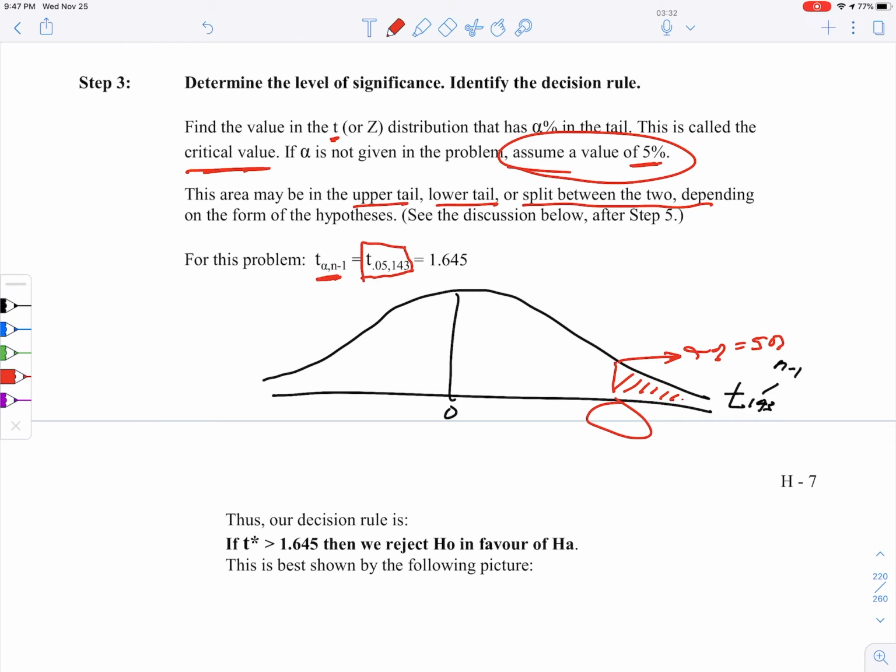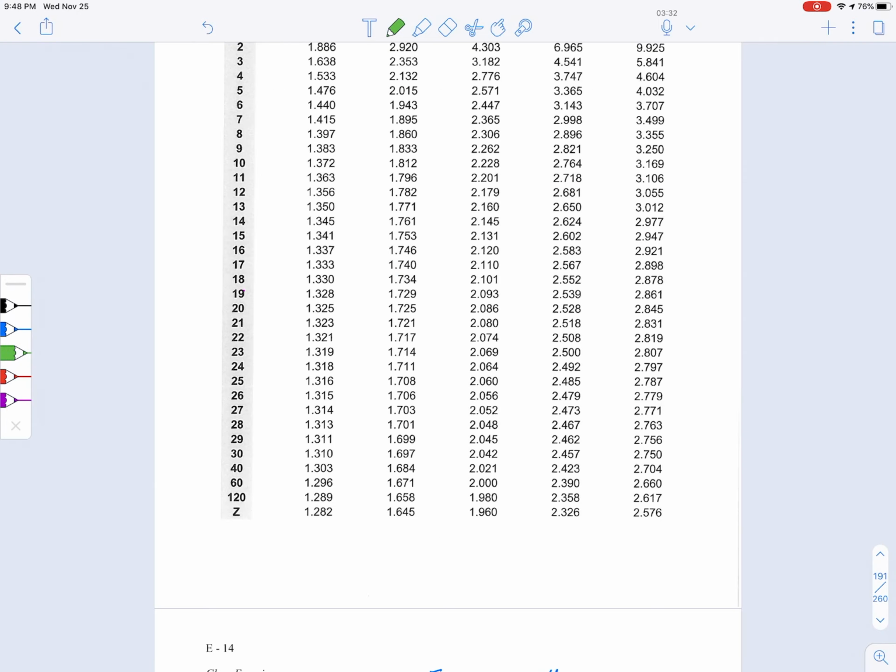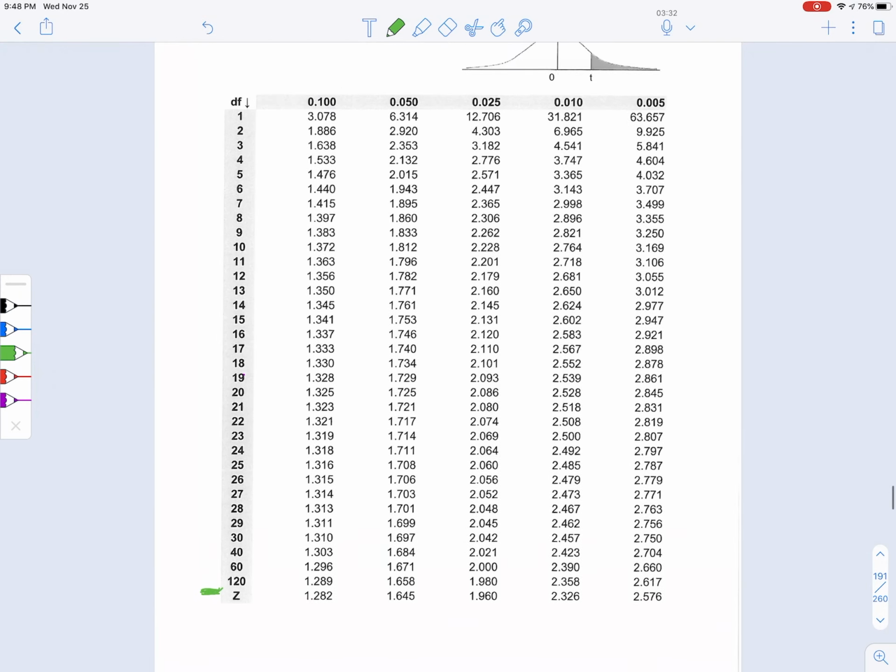So the way that we write it is this way. We're looking at a t of alpha and n minus 1 degrees of freedom. So t of 0.05 and 143 degrees of freedom. So we're going to go back to a t table to find that. So 143 degrees of freedom is right here.